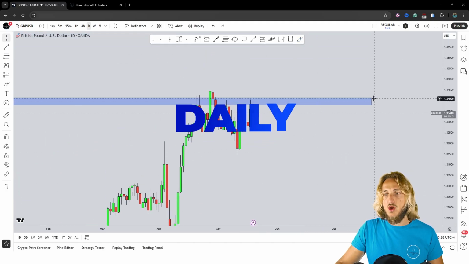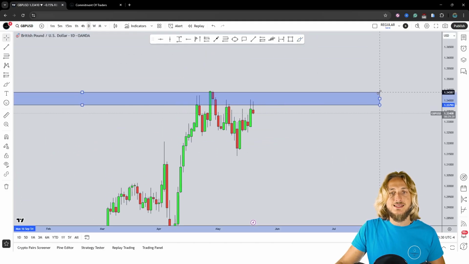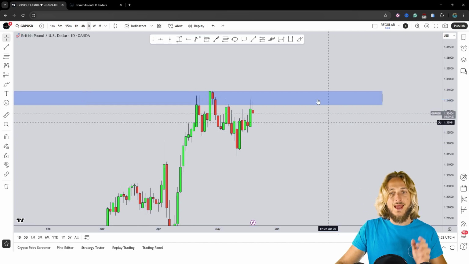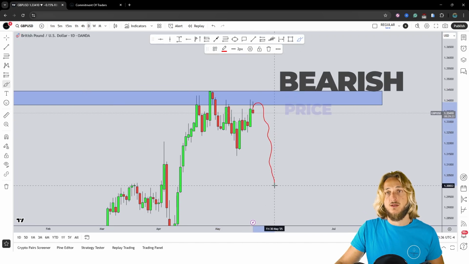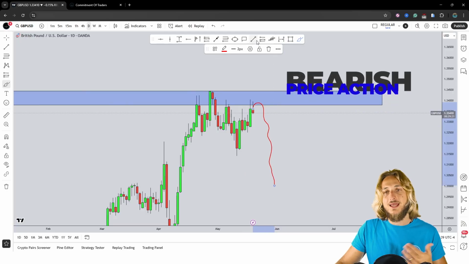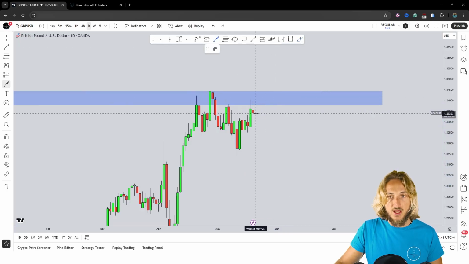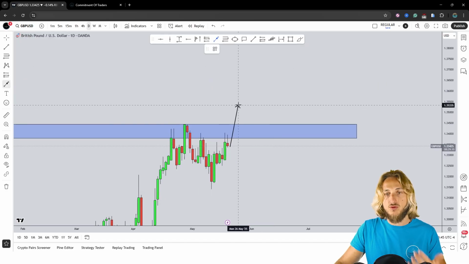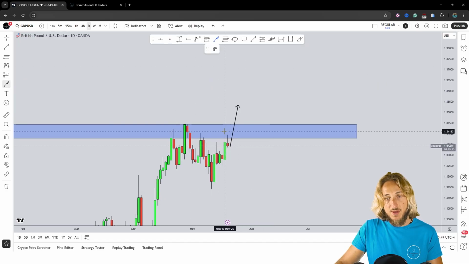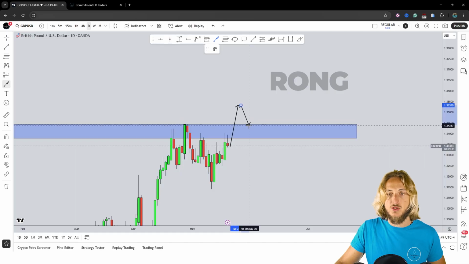Now, here on the daily, we can notice that the market is currently still below this level. Until the market breaks above this resistance, it can easily continue lower. However, if the market manages to break above this zone, that is where things get quite interesting, because a break above this resistance would make this previous resistance become support here.